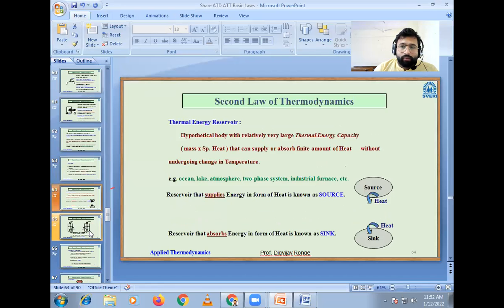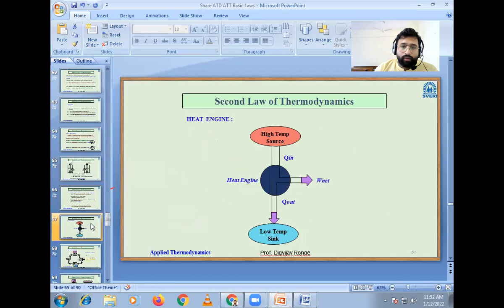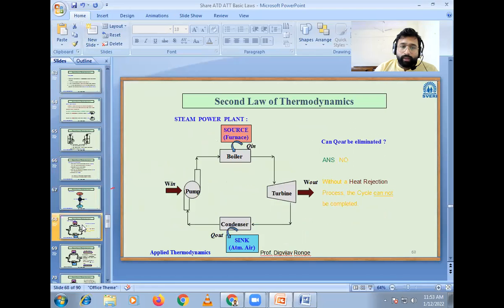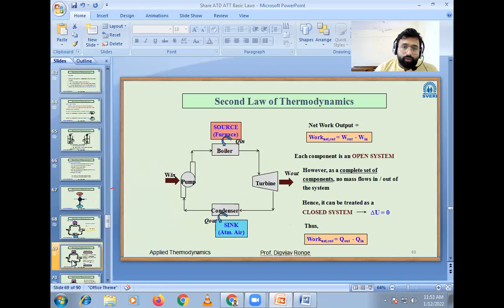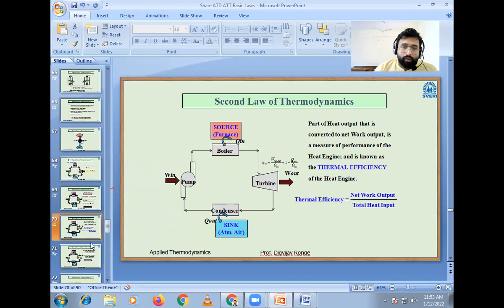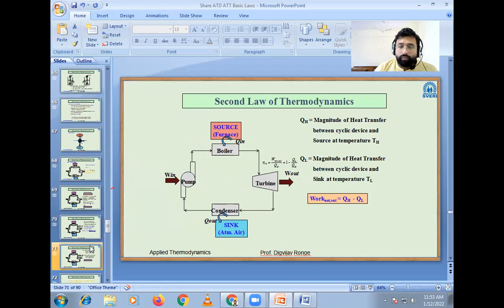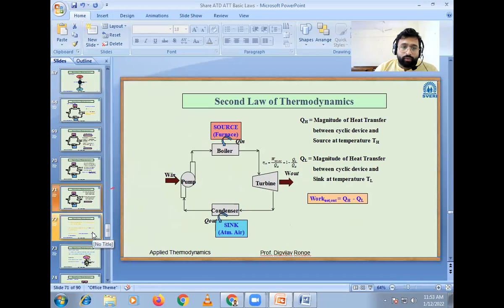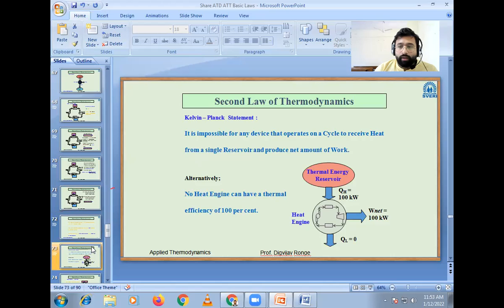Here we saw two terms, thermal energy reservoir, and the terms source and sink. Then we have seen the heat engine diagram. Then we have seen the thermal power plant as an example of a heat engine. Then we have seen the formula for thermal efficiency, that is 1 minus QL by QH, or W net divided by QH. Then we have seen the Kelvin-Planck statement, which states that no heat engine can have 100% efficiency.